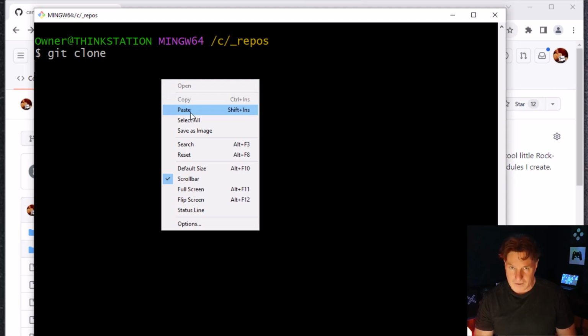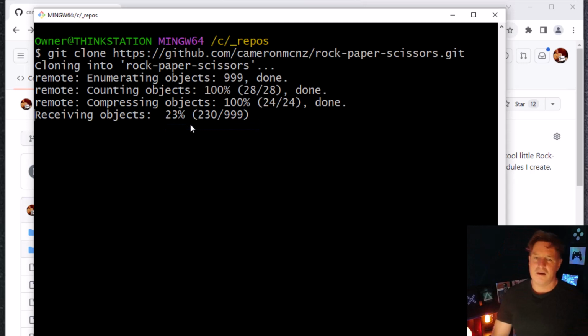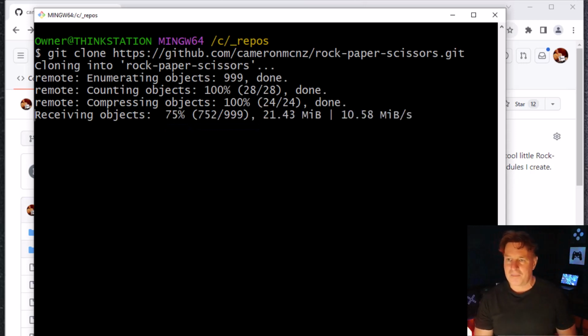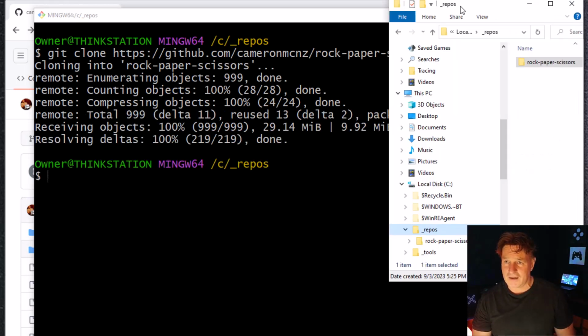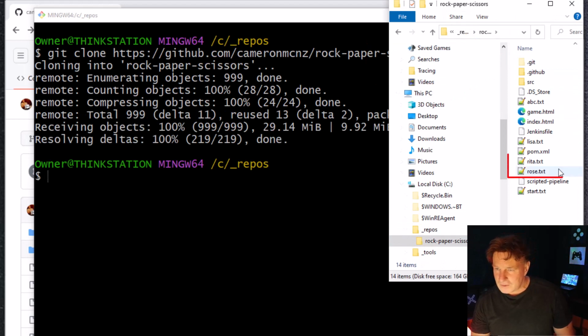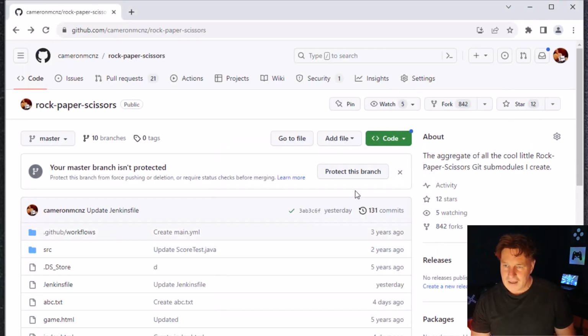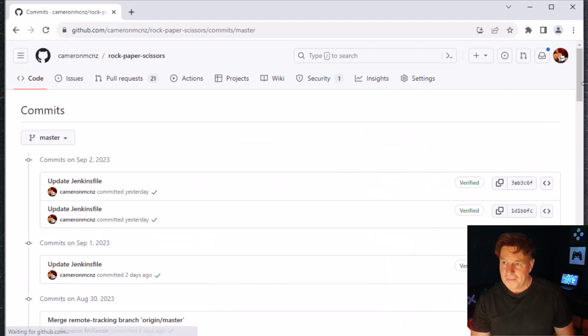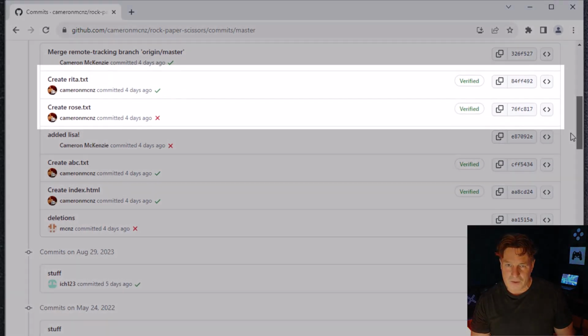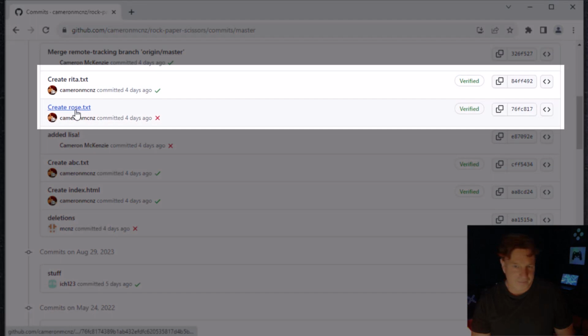And that didn't work. So git clone, paste, and there we go. It clones in rock, paper, scissors. And I can actually come over here and see it cloned. And you can actually see Rita and Rose there. And if I looked at my commit history, you would notice that Rita was created after Rose. So if I've got Rita, well, I'm not at the Rose commit. So what do I do?